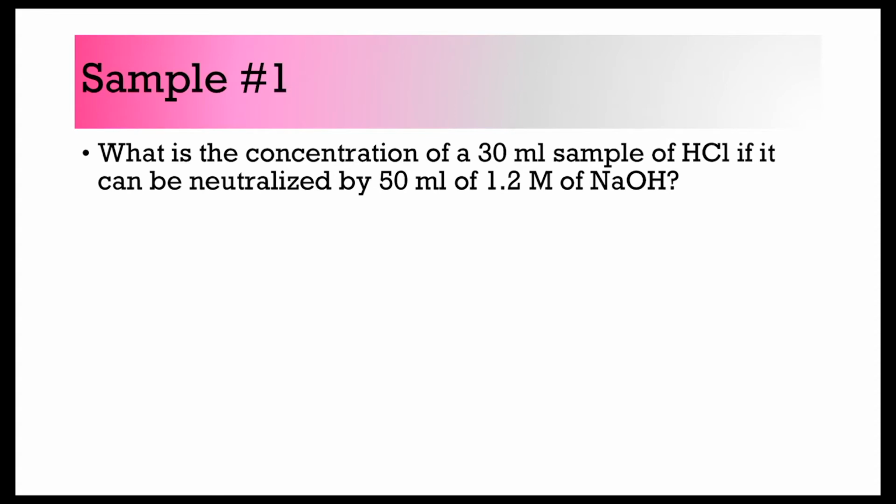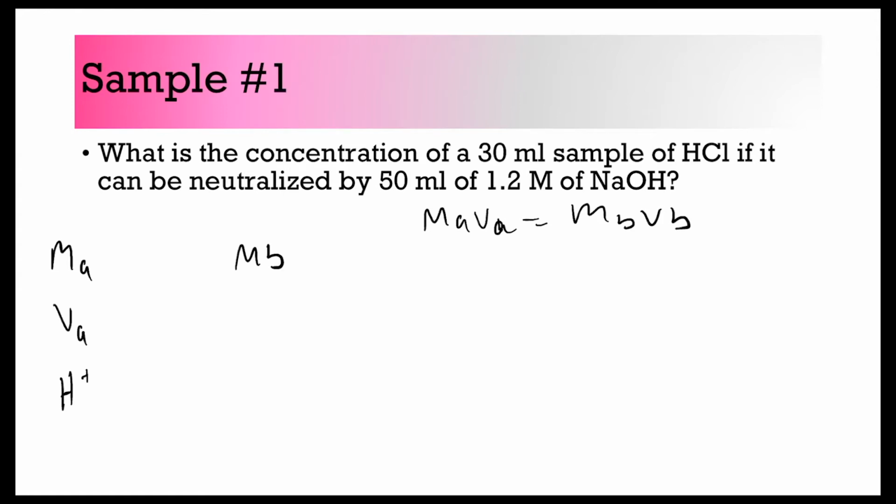So you always want to write your equation MaVa equals MbVb. So whenever you have a math-based question, always list out what you have. So Ma, Va, and I like to write H plus. You'll see why shortly, or as we go through more questions. And then Mb, Vb, OH. When we talk about molarity, we have to take into account how many H's or OH's the acid or base releases.